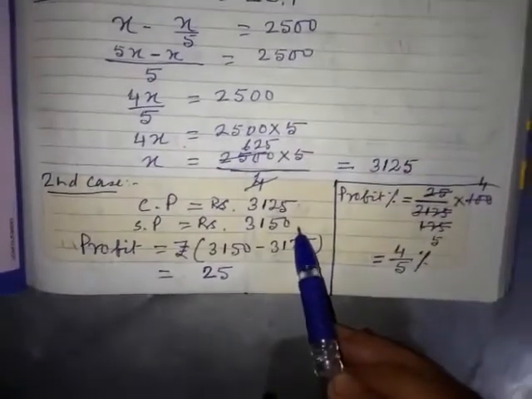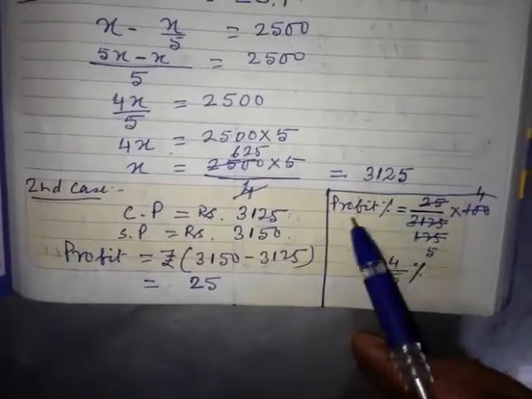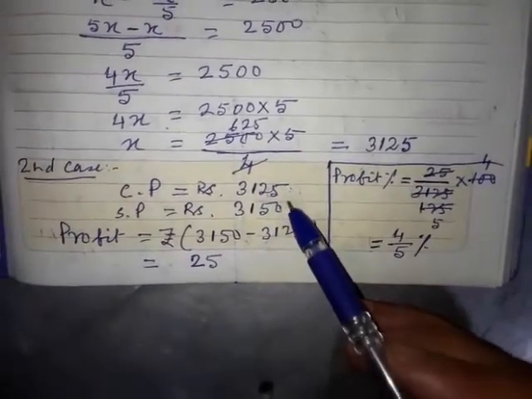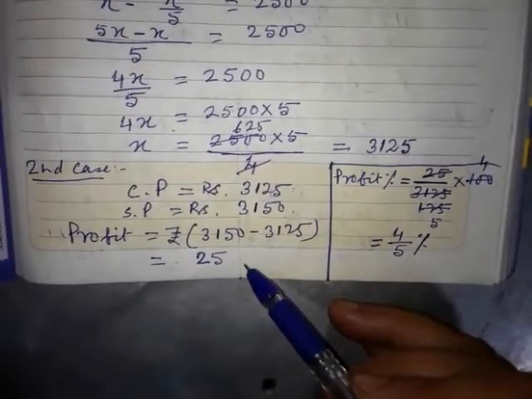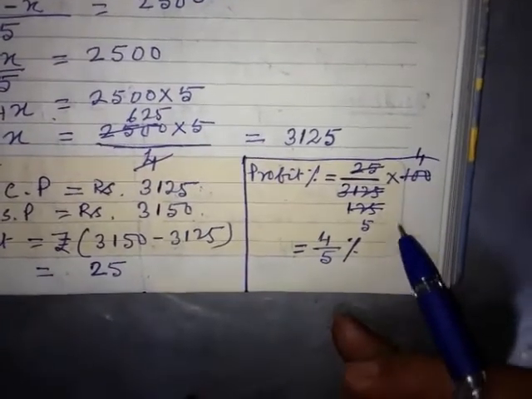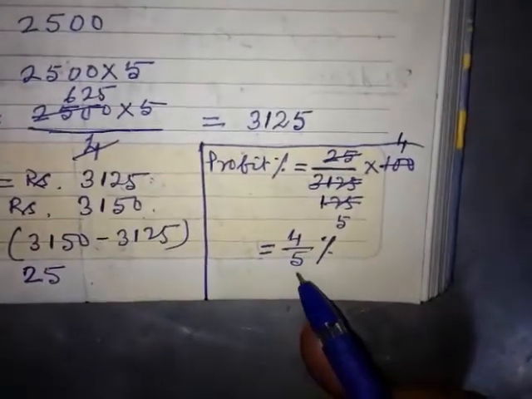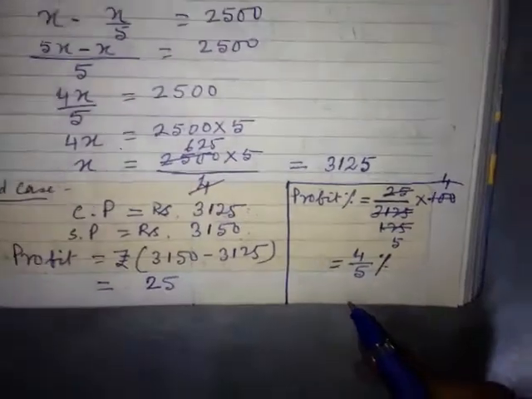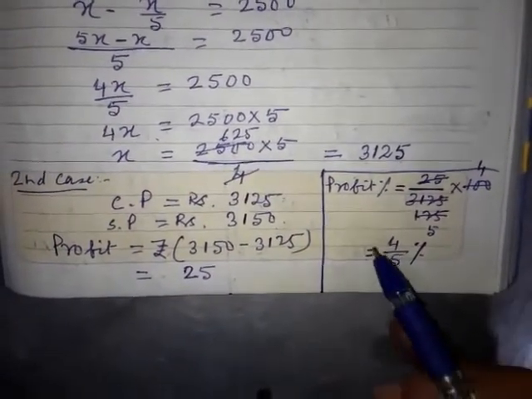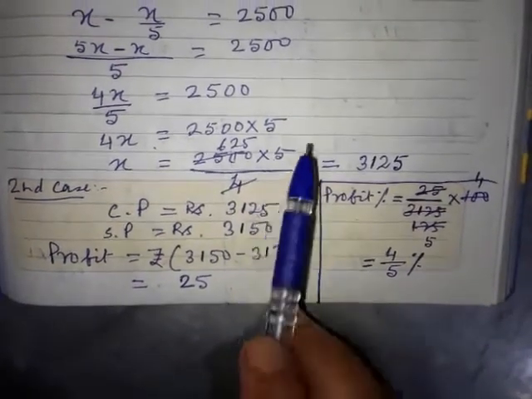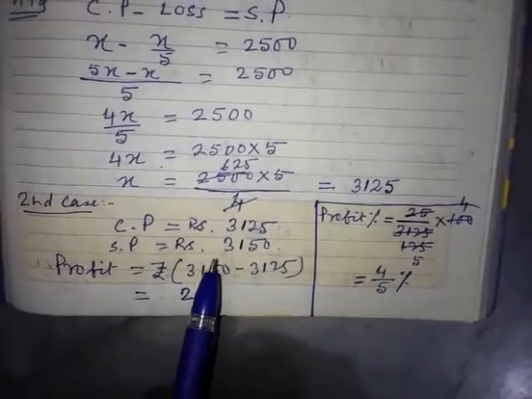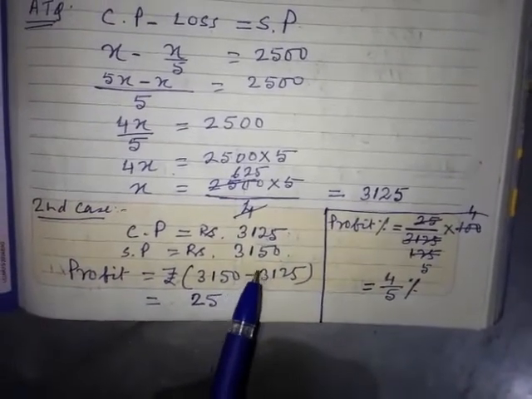Now what is your profit percent? Everything is clear to you. CP is known to you. In the second case, SP is given. SP is more, so how much profit? 25. How to find the profit percent? Profit by CP into 100. If you do the calculation, it will come to 4 by 5 percent, or you can convert it into a decimal percentage also. There is no problem. Whatever is given in the question, if you write it down and then solve it, it will be very easy for you.